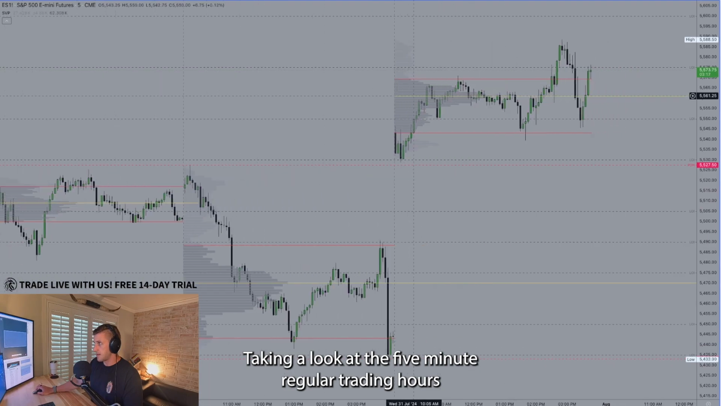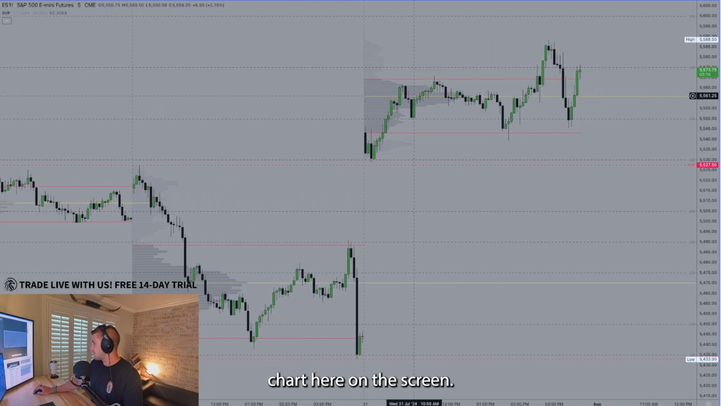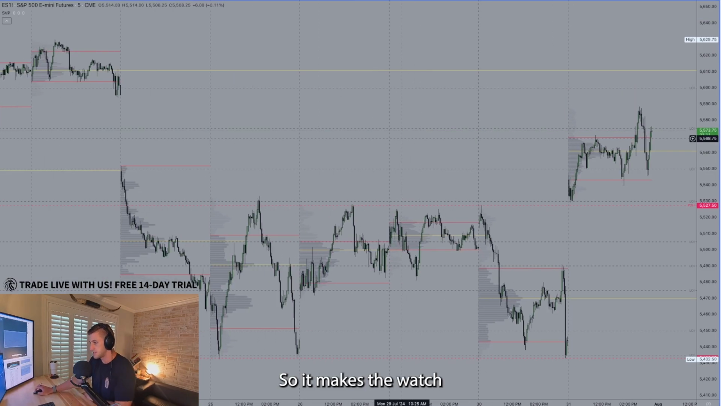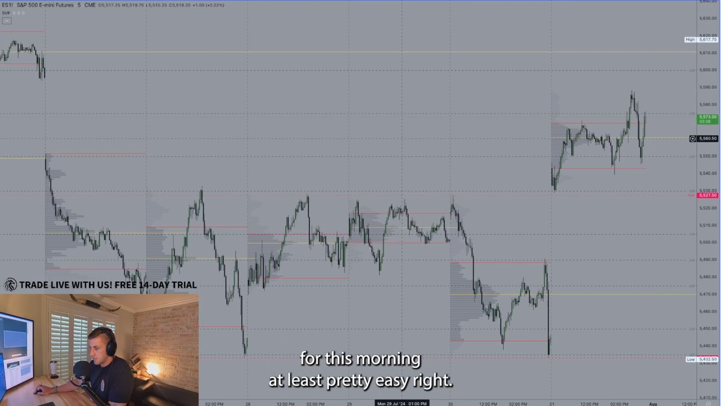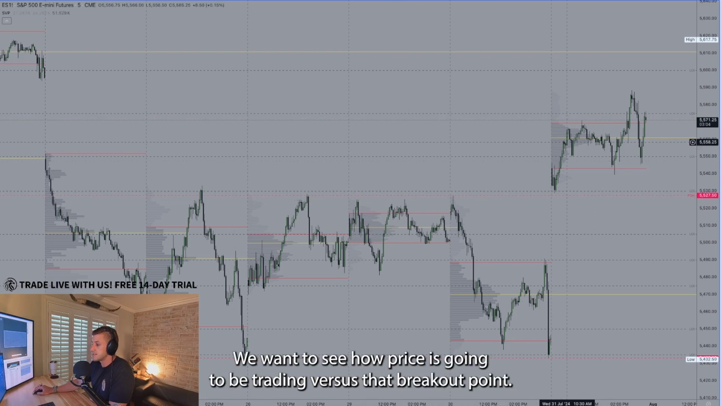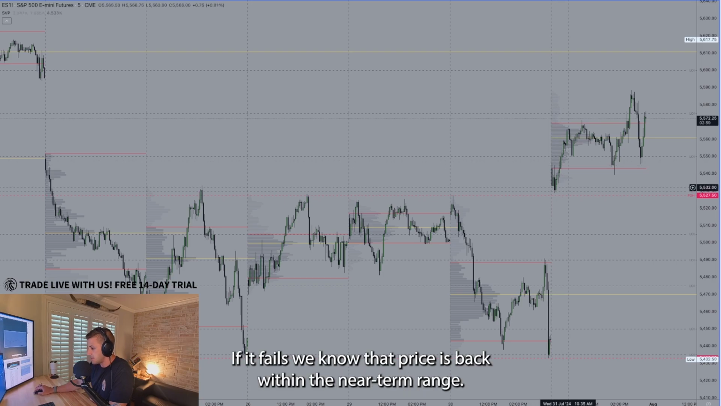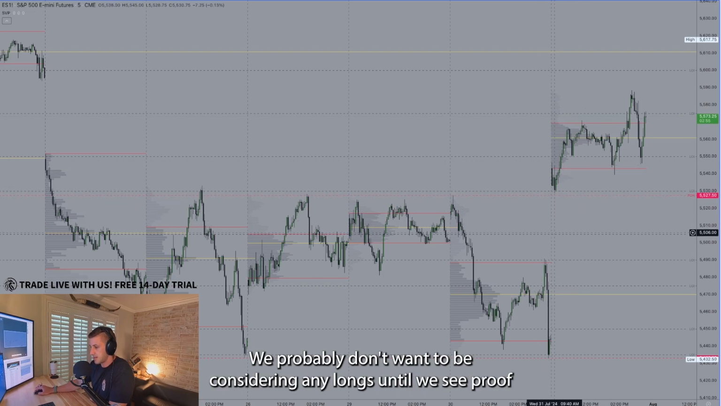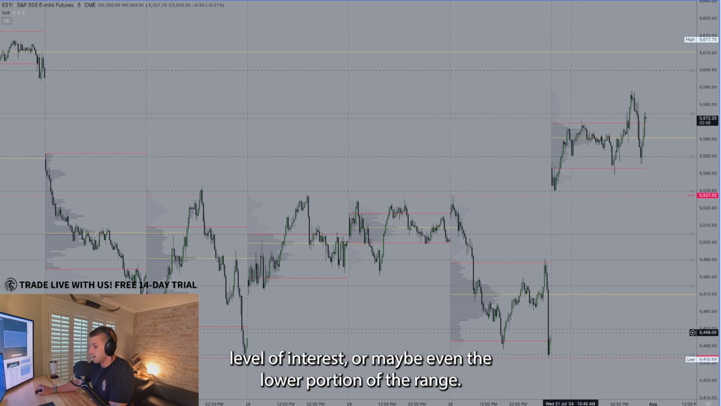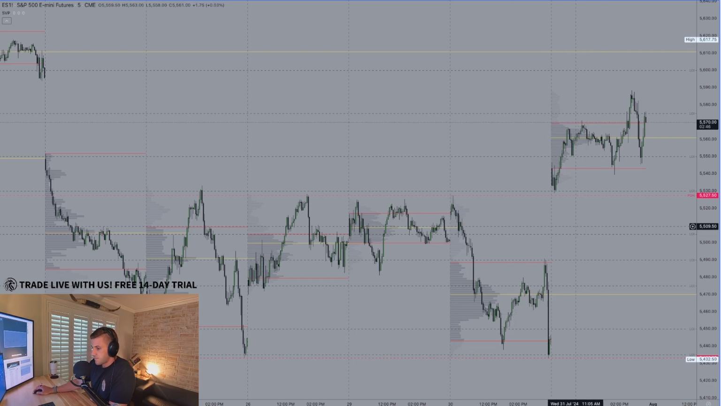Taking a look at the 5-minute regular trading hours chart here on the screen. So we're right near that breakout point. So it makes the watch for this morning at least pretty easy, right? We have a straightforward breakout point. We want to see how price is going to be trading versus that breakout point. If it fails, we know that price is back within the near-term range. We probably don't want to be considering any longs until we see proof that buyers are stepping in versus some downside level of interest, or maybe even the lower portion of the range.